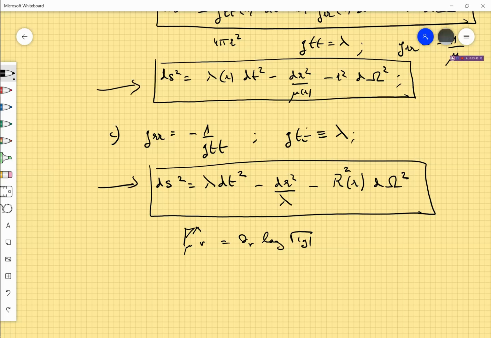The next thing that we are going to do is to solve the vacuum equations for a static spherically symmetric metric to find the Schwarzschild solution. We will use in particular this form because the equations turn out to be a bit easier to solve.